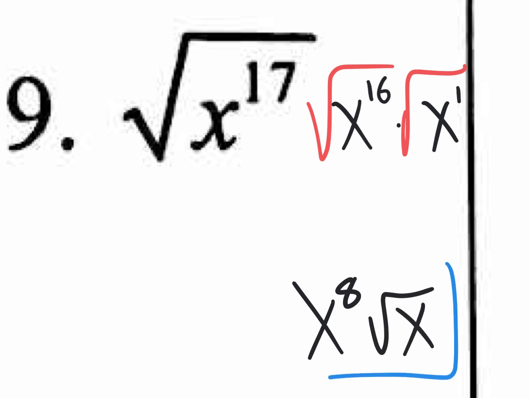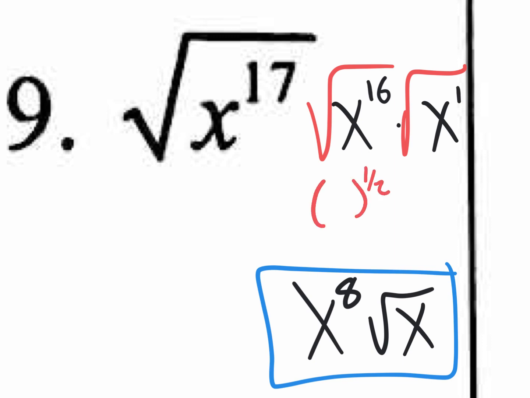Ta-da. Easy peasy. Now, of course, for the sake of showing my work and explaining it to you guys, this red square root, I want to change it to a red parenthesis to the power of 1/2. Inside the parentheses, I have the x to the 16th. And now we have a power to a power, so we multiply. 16 times half, half of 16 is 8. That's how we got that 8 right there.